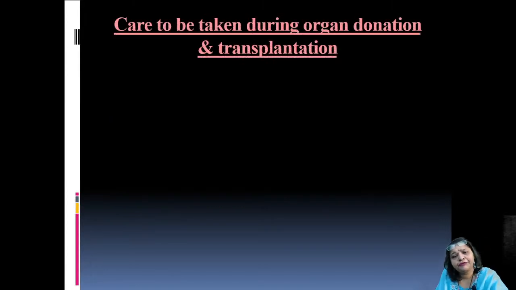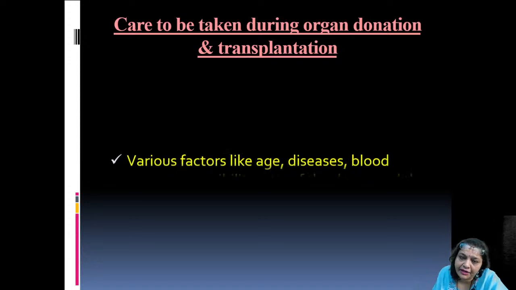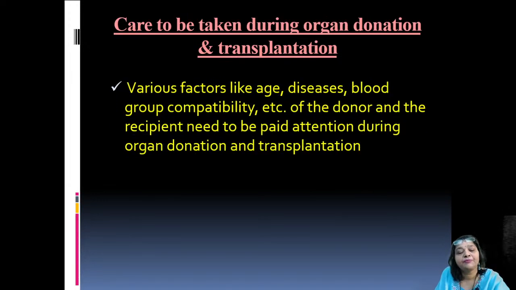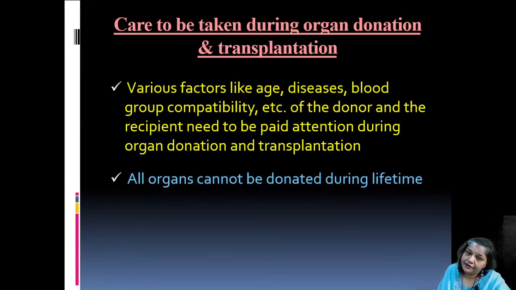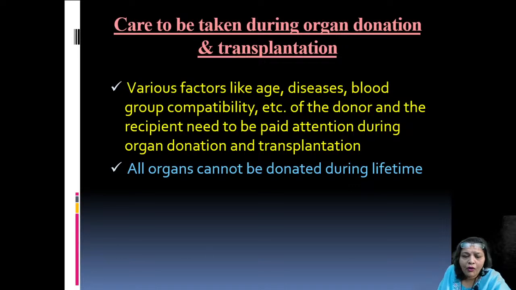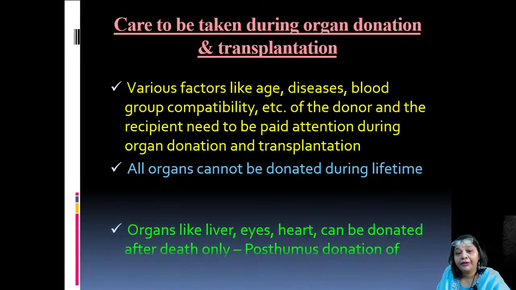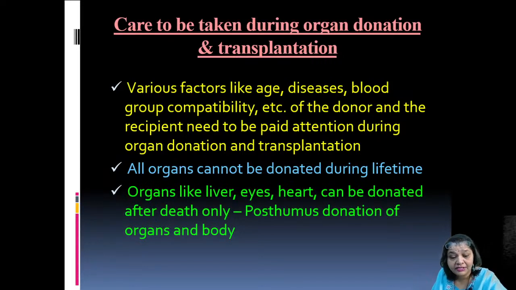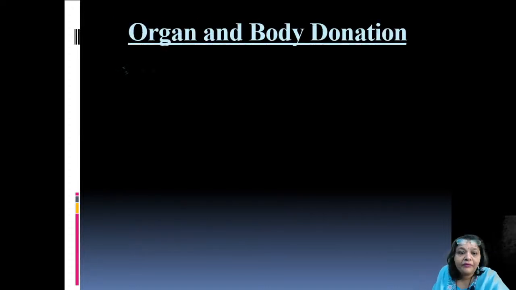But what care should we take during organ donation and transplantation? Let us see. Various factors like age, diseases, blood group compatibility, etc. of the donor and the recipient need to be paid attention to during organ donation and organ transplantation. All the organs cannot be donated during lifetime. Organs like liver, eyes, heart can be donated only after death. That is called posthumous donation of organs and the body.